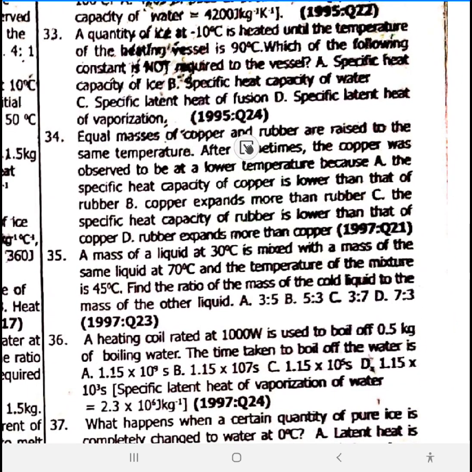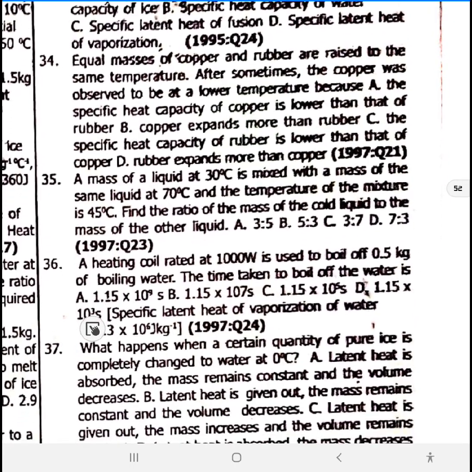Number 34. Equal mass of copper and rubber are raised to the same temperature. After some time, the copper was observed to be at a lower temperature. This is because the specific heat capacity of copper is lower than that of rubber.